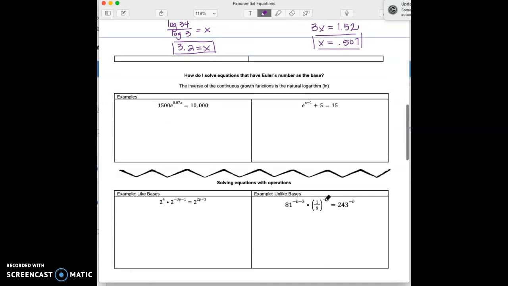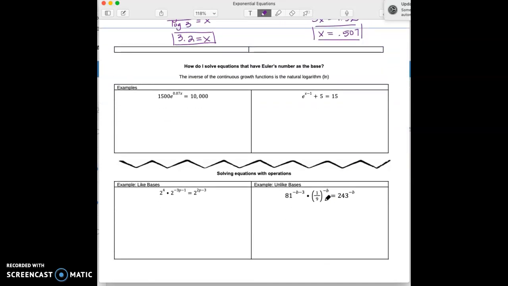All right, so here's where we start to use this idea of natural log. So we have Euler's number as a base. But just like before, I need to get that exponential by itself. So for this one, we will want to divide both sides by that 1,500. So 10,000 divided by 1,500 is 6 2/3. So I'm just going to write it as a mixed number.